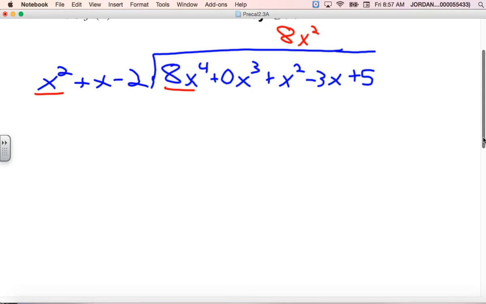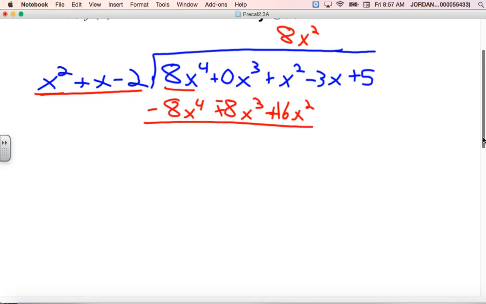And then I'm going to do the next step of the long division, which is to multiply. We're going to multiply it by everything over here, all 3 terms. So 8x squared times x squared is 8x to the 4th. 8x squared times x is 8x cubed. 8x squared times negative 2 is negative 16x squared. Now your next step is to subtract everything that you just wrote. Notice when you subtract this, you've got to subtract all 3 terms. So I'm going to minus the 8x to the 4th, I'm going to minus 8x cubed, and I'm going to minus a negative, so I'm really going to add 16x squared.